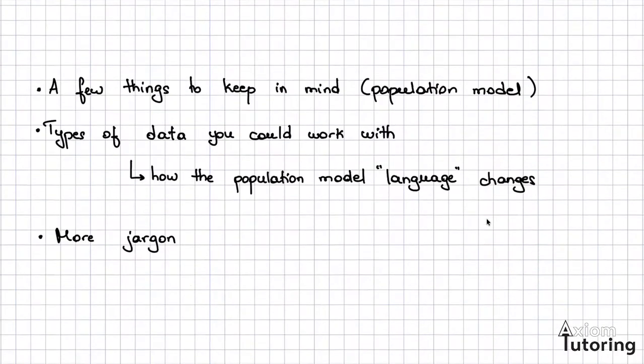With that being said, before we jump into more serious topics, we need to know a little bit more about the jargon that we use in econometrics. That's why for the first topic, we're gonna split it into three little videos and we'll talk about a few things to keep in mind, especially population model, types of data you could work with and how the population model language changes, and a bit more jargon. The first video is going to be a few things to keep in mind.